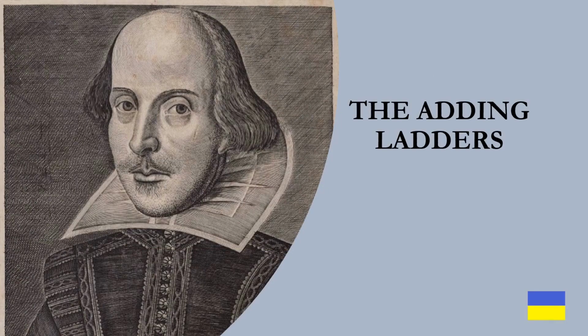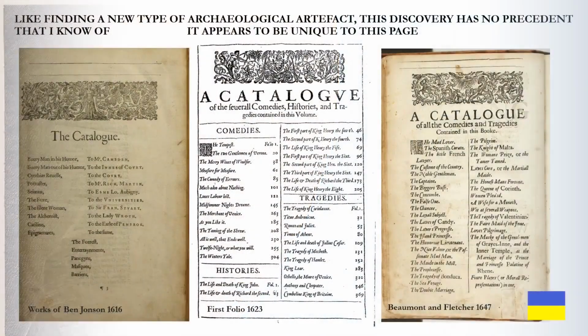Presenting adding ladders. Like finding a new type of archaeological artifact, this discovery has no precedent that I'm aware of. It appears to be unique to this page. As you can see, to the left of the Catalogue of Plays, we have the catalogue from the works of Ben Jonson in 1616, and to the right we have the Beaumont and Fletcher Catalogue of Plays from 1647. Neither of them have page numbers attached to the plays.